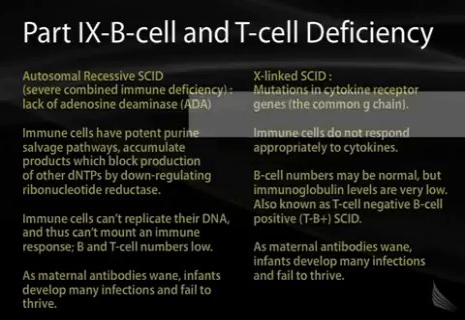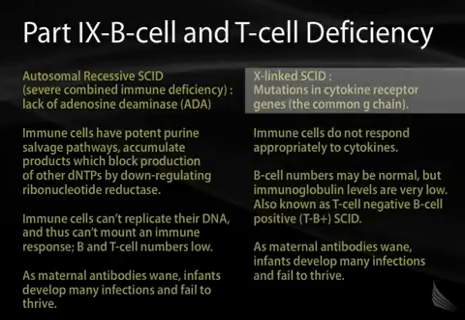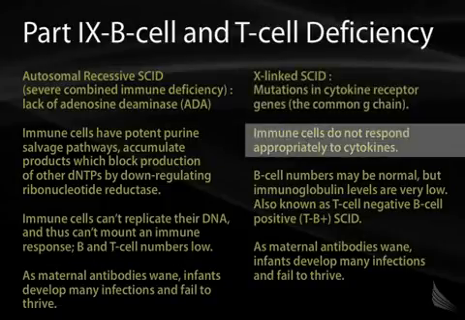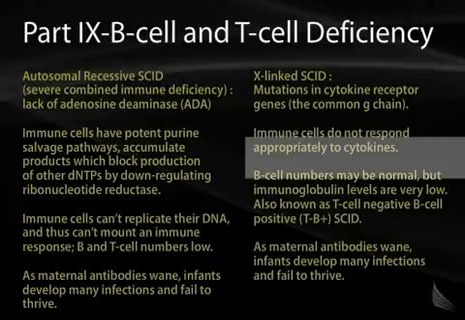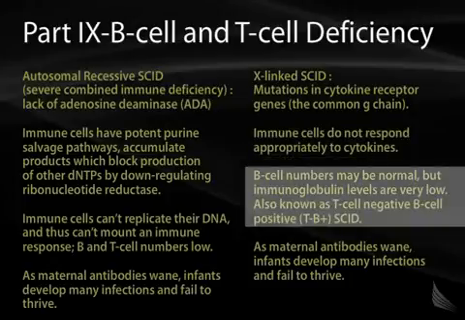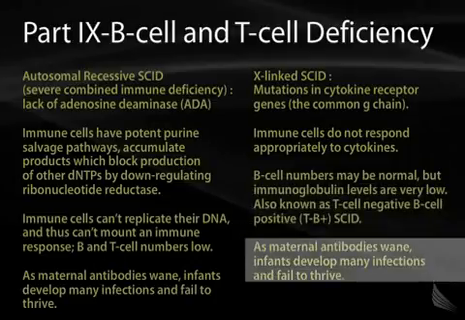Another version of SCID is known as X-linked SCID. This is a mutation in the cytokine receptor gene, specifically the common gamma chain, and this is actually the most common form of SCID. The immune cells don't respond appropriately to cytokines, so we have T cells being deficient in their ability to respond to cytokines. B cell numbers may be low, but immunoglobulin levels are very low. You will also see this described as T cell negative, B cell positive SCID, or T negative, B positive SCID. Similar to the other SCID, as maternal antibodies wane, infants develop many infections and failure to thrive.